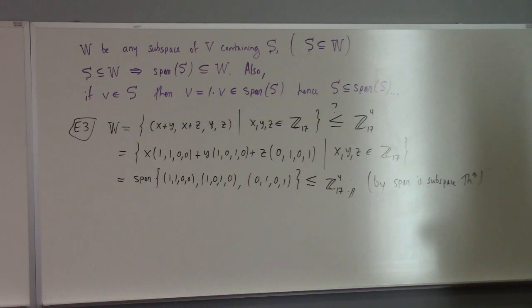That is much easier than writing out the subspace test for this example, right? So if you can see something's a span, great, it's a subspace. Yeah?